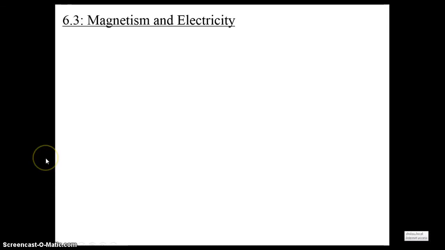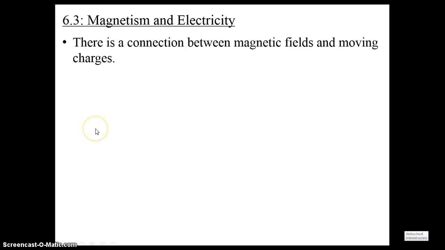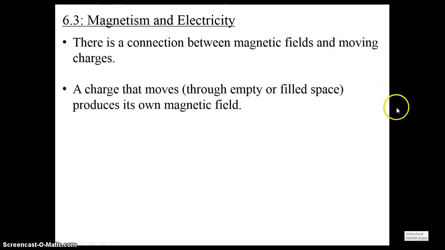Okay, welcome to the final part of this unit. We are going to study here magnetism and electricity, but specifically the connection between the two. Okay, there's a connection. That's the first thing you need to know. It's a special connection. It's between magnetic fields and not just charges, but between magnetic fields and moving charges. So underline moving. Here's one of the two connections we'll see.